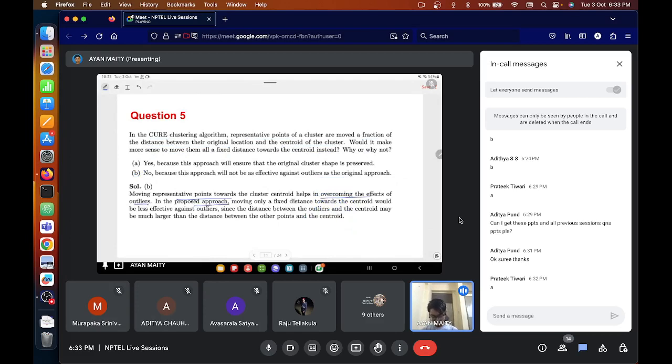In the proposed approach, moving only a fixed distance towards the centroid would be less effective against the outliers, since the distance between the outliers and the centroid may be much larger than the distance between the other points and the centroids. So moving a fixed distance would not be helpful in overcoming the problems with the outliers. That's why we use fractional shrinkage. That's why the shrinkage would be more for the points which are farther apart.